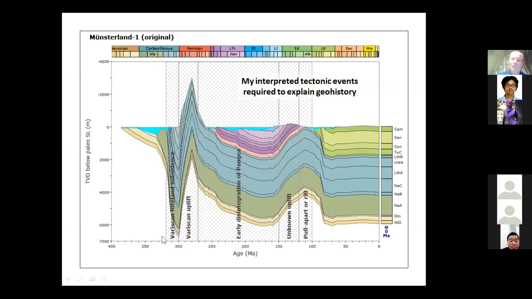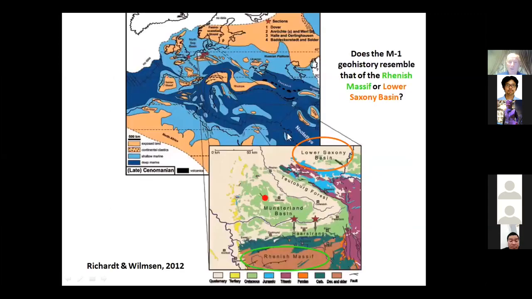This would be the formation of Pangaea. So Pangaea gives and Pangaea takes away. Then we have another uplift which isn't particularly well documented. And then we'd have to have some kind of pull apart or rifting or something to create the Cretaceous basin that accumulated this. So that's what we have to work with.